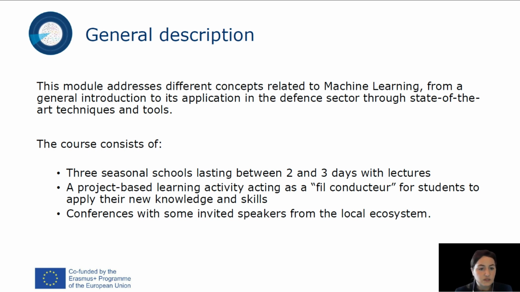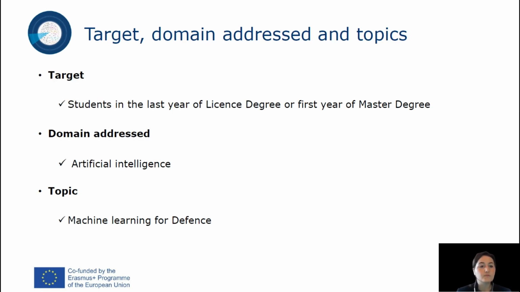The course consists of 3 seasonal schools lasting between 2 and 3 days with lectures, a project-based learning activity acting as a field conductor for students to apply their new knowledge and skills, and finally some conferences with some invited speakers from the local ecosystem. This course targets students in the last year of license degree or first year of master degree. The domain addressed is artificial intelligence, and the topic is machine learning for defense.